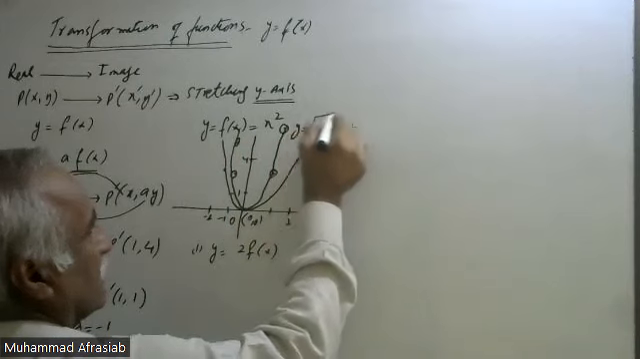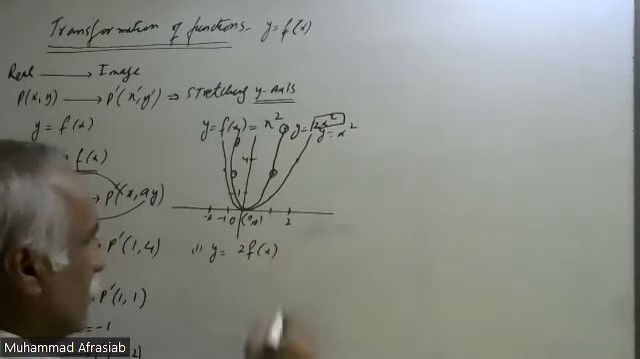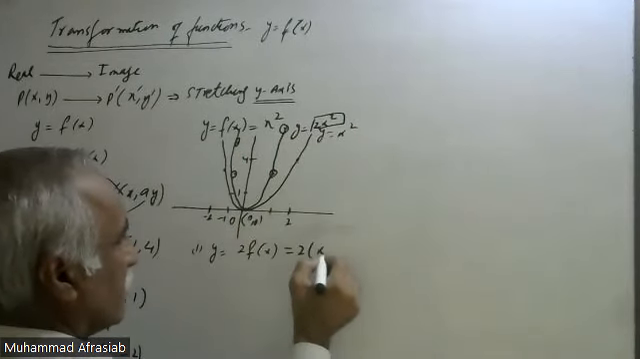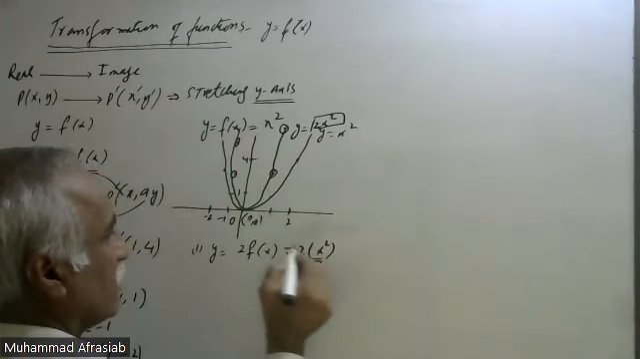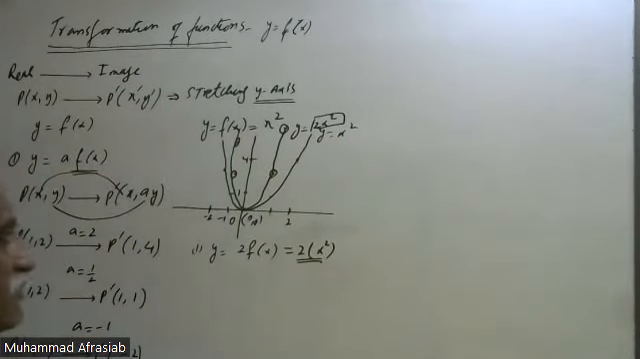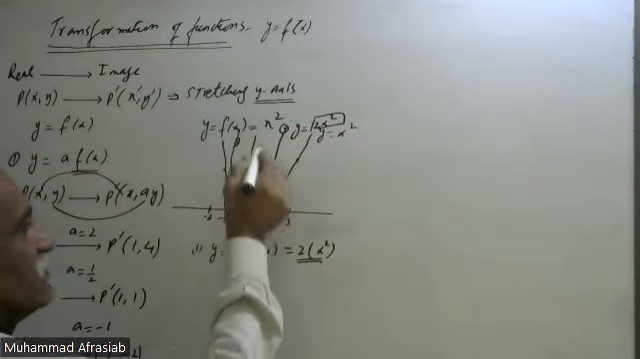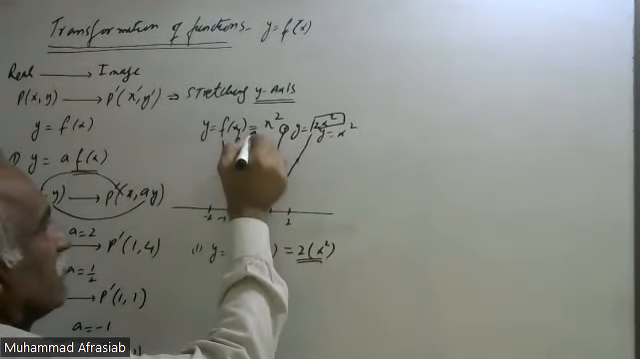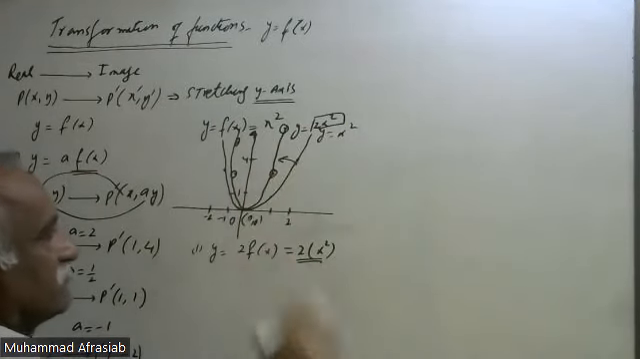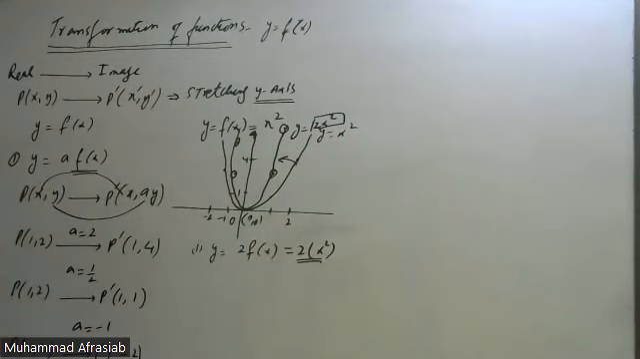2x squared here. Because this is 2 and x squared, f of x is x squared. So it is the graph of 2x squared here. So you have seen it is basically the stretching about the y-axis. So now we can get the value of a equal to half.